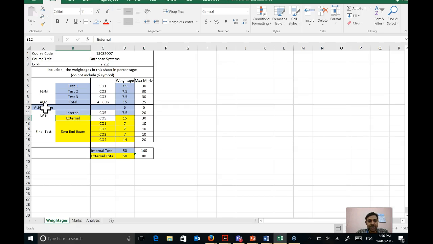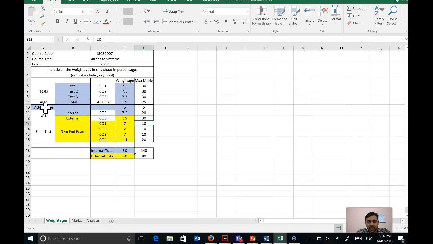Same is the case with lab external. Club everything together. If you have exam separately and project evaluation separately, club it together, give a maximum weightage and the maximum marks here. Now for the final test, the sem end exam.